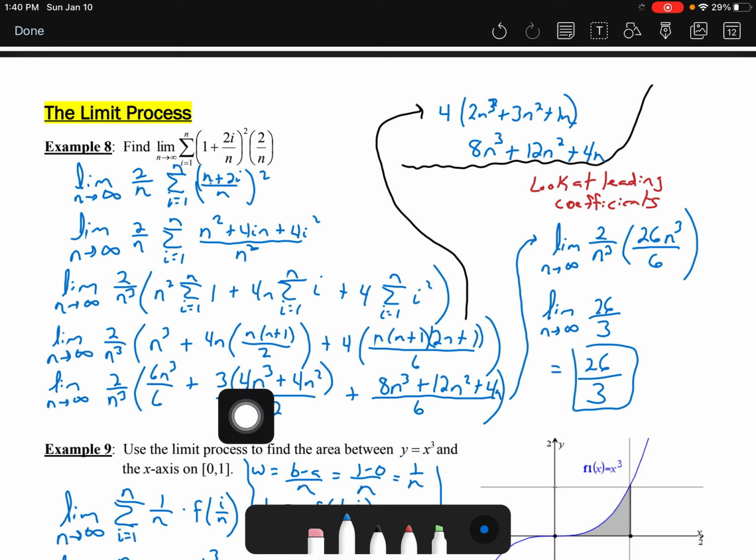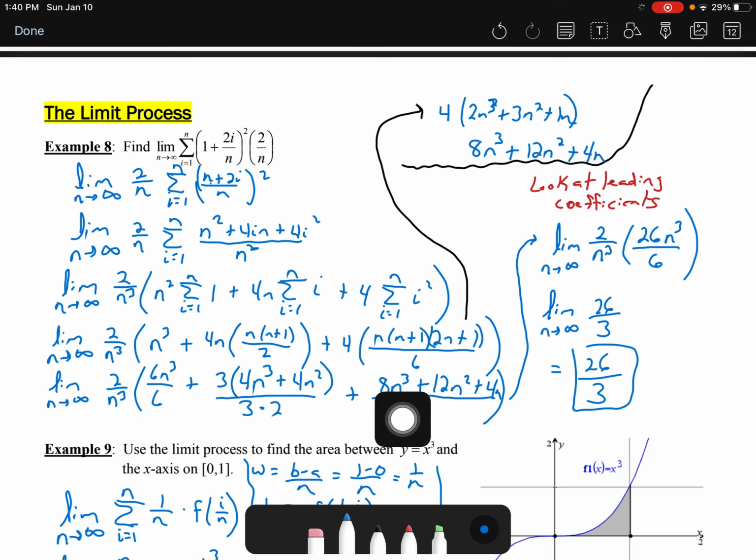So I've got 6n cubed plus 12n cubed when I distribute this through, and there's going to be another term there, plus 12n squared, and then here I've got 8n cubed, and again I've got these other terms with lower degrees on them. But all that's really important is the leading term, the leading coefficients. So when I add these up, 6n cubed plus 12n cubed plus 8n cubed, that adds up to 26n cubed, and my denominator is 6.